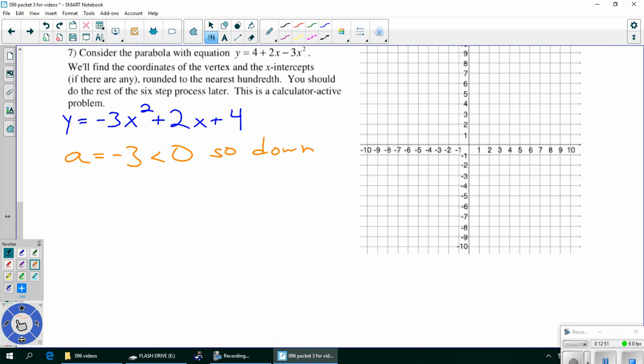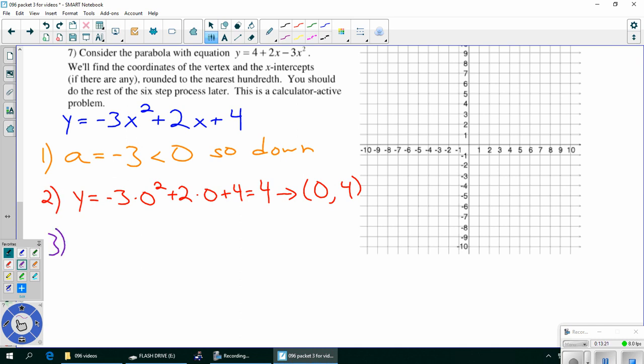Step 2 is to find the coordinates of the y-intercept. So if we let x equal 0, we get lots of zeros and just the number 4, so that means that the y-intercept is (0, 4), easy enough. Okay, the old step 3 was to find the x-intercepts. Not now. Now the new step 3 is to find the vertex. So I guess we can number these, right? That's 1, here's 2, and then step 3 is the vertex.